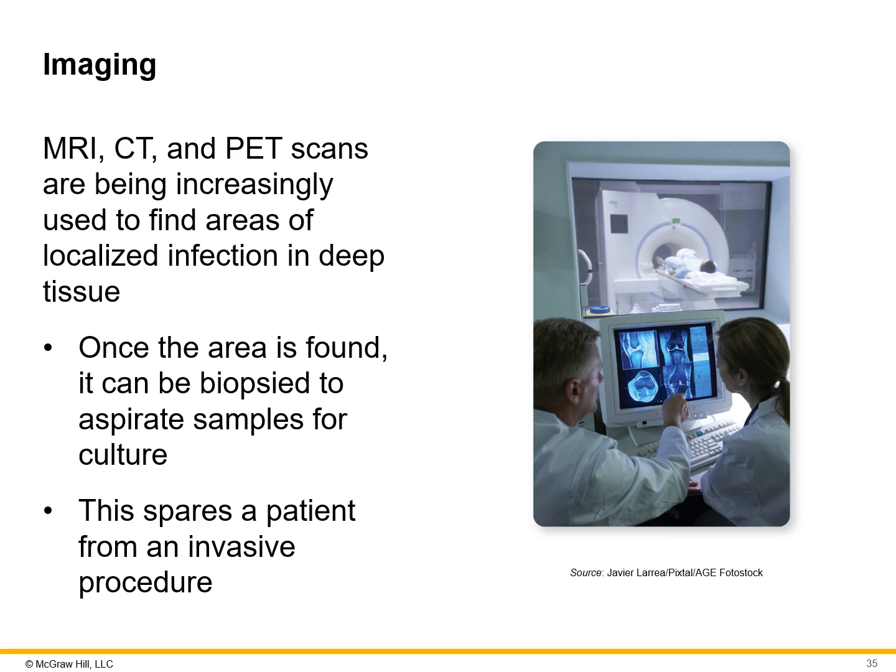And then finally, imaging. Like MRI, CT, and PET scans are increasingly being used to look at deep tissue infections. So once the area is found, then it can be biopsied, and this spares the patient from all of these invasive procedures that are kind of looking for them. So they can be identified before the procedure takes place.